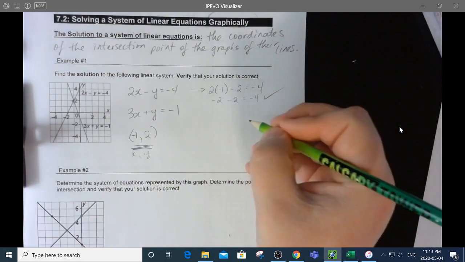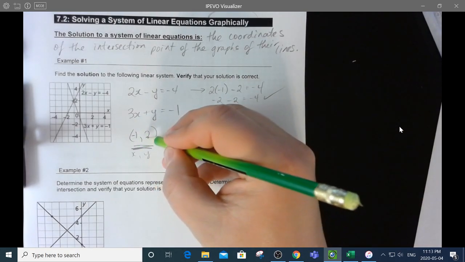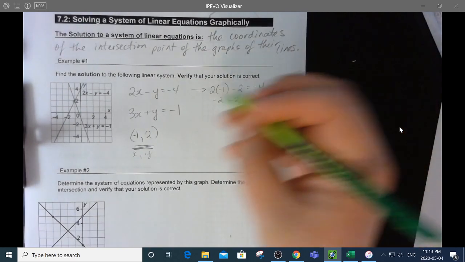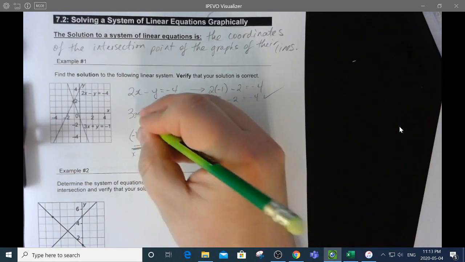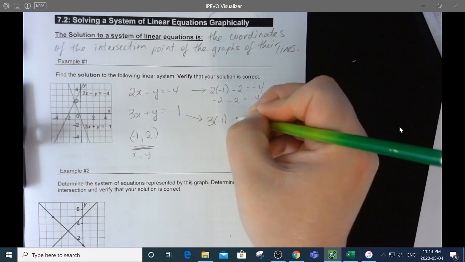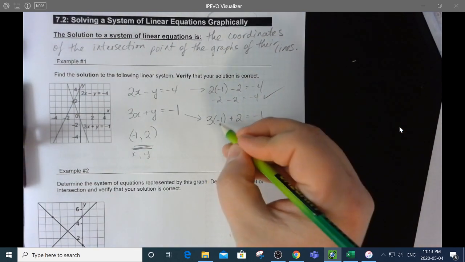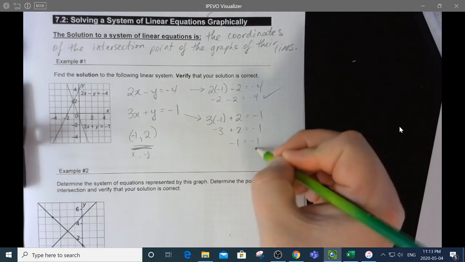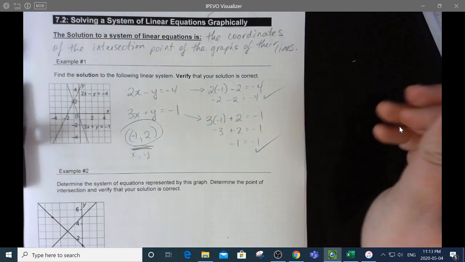It should also be a true statement here because this point is on both lines. Fancy terminology, this coordinate set, or this point, satisfies both those equations. That's the word we usually use for this. So it satisfied the first one. Does it satisfy the second one? Does 3 times my x, which is -1, plus 2 make -1? And as you can see, yes, it does, because -3 plus 2 is -1. -1 is equal to -1. So that's it. That's the solution, and I just read it off the graph.